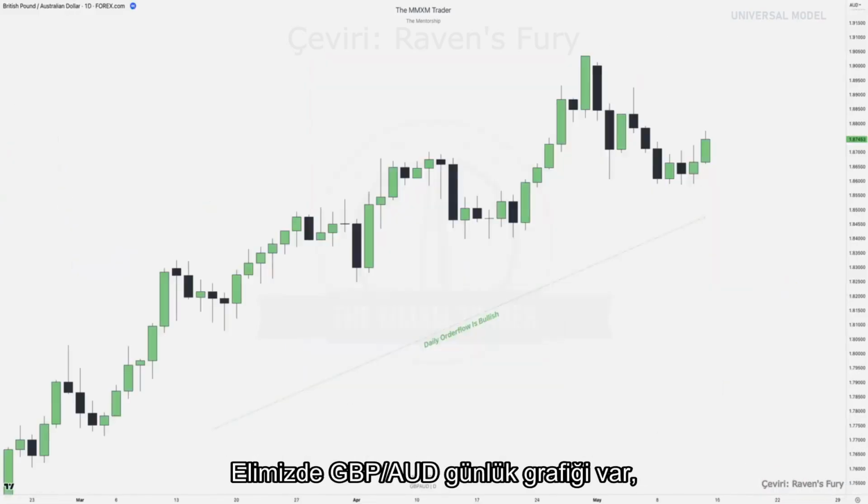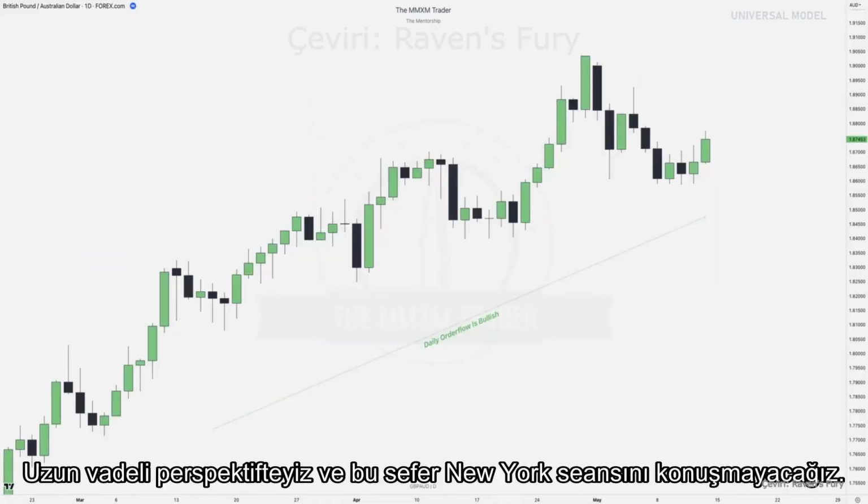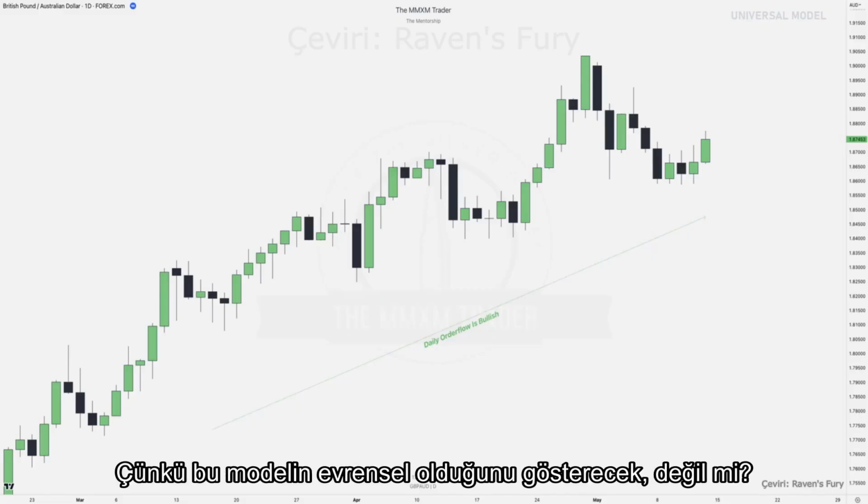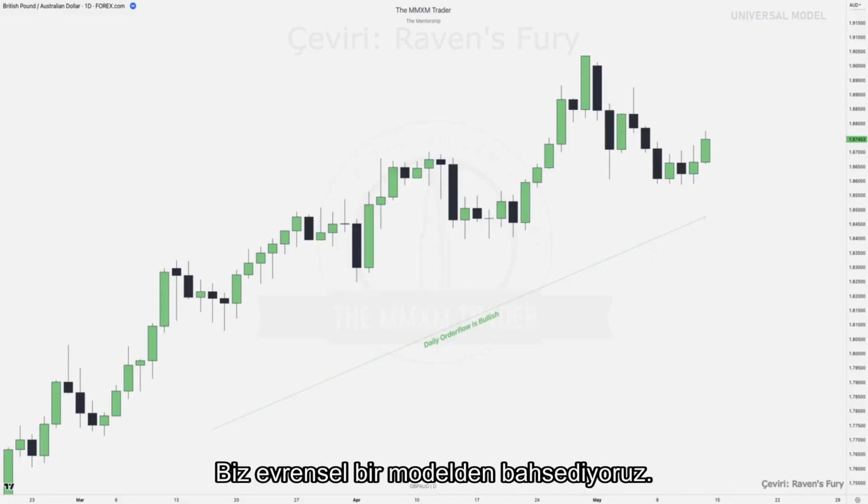We got a British pound Australian dollar daily chart, right? We're on our long-term perspective, and we're not going to talk about the New York session this time. We're going to talk about Asia session and London session. Why? Because it will show that this model is universal, right? We are talking about a universal model.